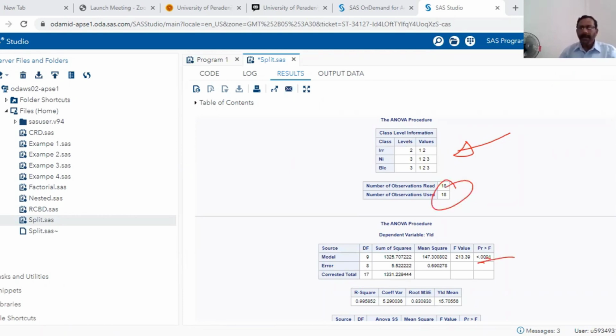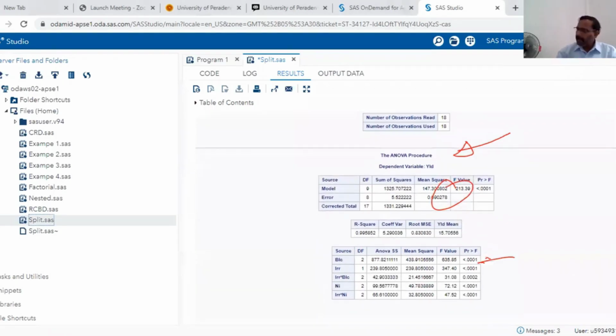So look at the model. The model is significant, but the model consists of several components, so we cannot simply say, since the model is significant, everything is significant. No, we cannot. The model is giving so many components: block, treatment, irrigation, block into irrigation, nitrogen, and the last one, irrigation into nitrogen.